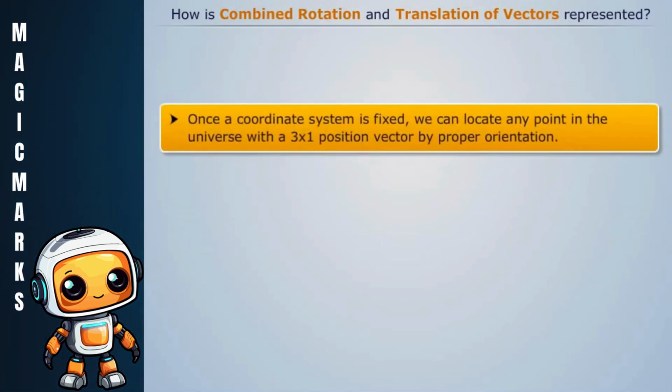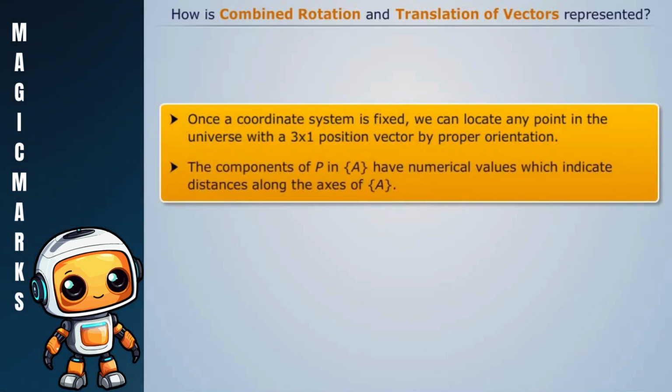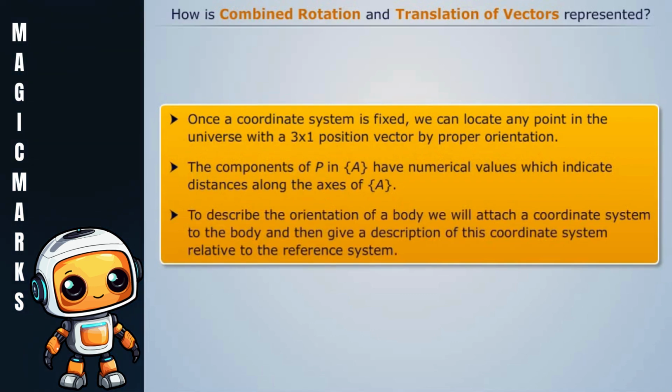Once a coordinate system is fixed, we can locate any point in the universe with a 3x1 position vector by proper orientation. The components of P in A have numerical values which indicate distances along the axes of A. To describe the orientation of a body, we'll attach a coordinate system to the body and then give a description of this coordinate system relative to the reference system.